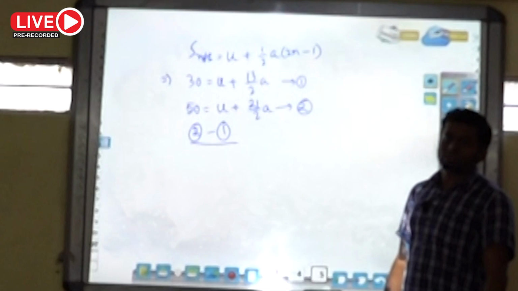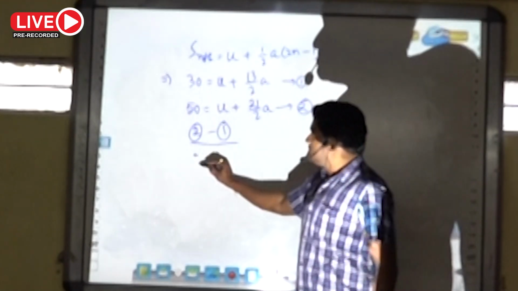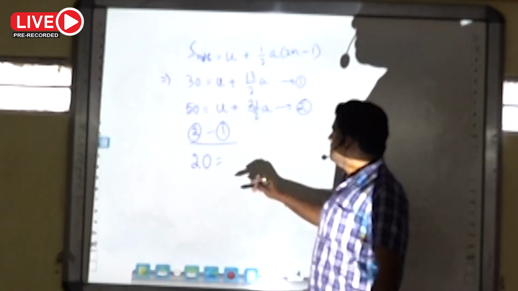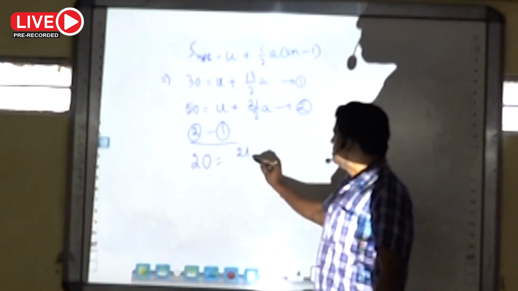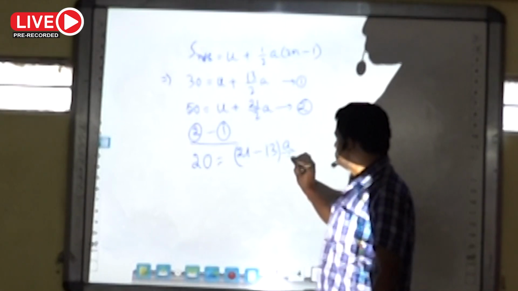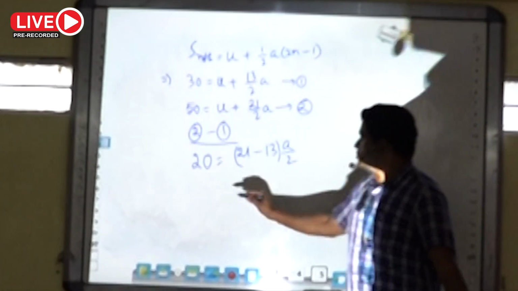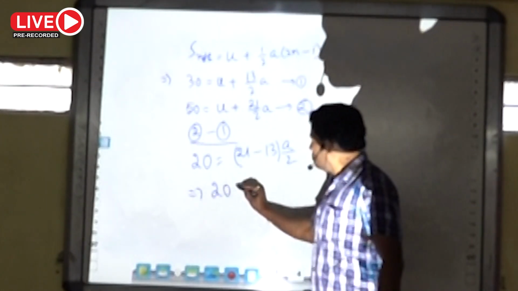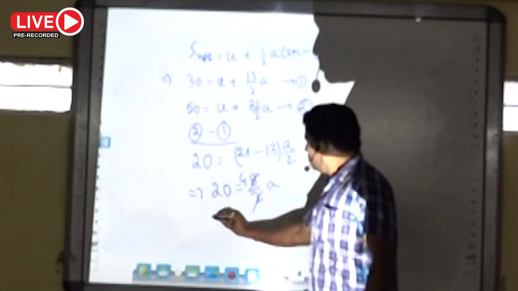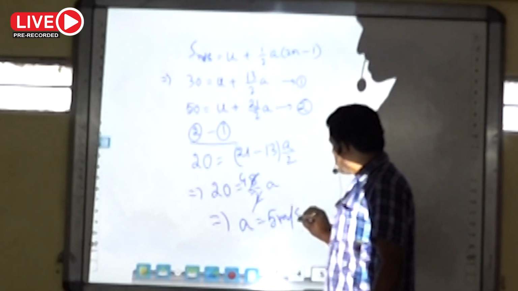We are doing simultaneous solve now. So 50 minus 30, that is 20. u minus u will cancel. You will get 21 minus 13 into a by 2. So 21 minus 13 means 8. So it is coming 20 equal to 8 by 2a. 4. So a will be 5 meter per second square.